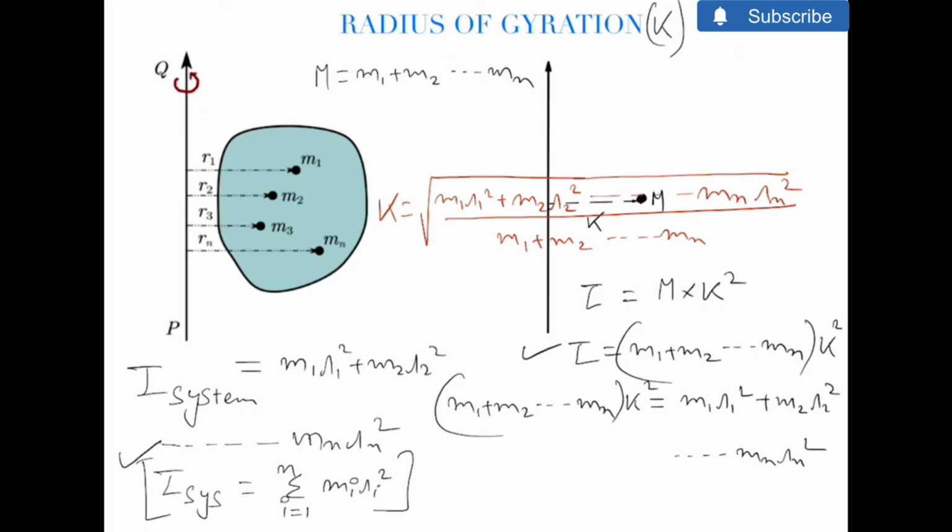So radius of gyration is actually the distance of any point from the axis of rotation such that if we concentrate the total mass of the system at that point, then the moment of inertia of the system would remain the same. So this is the radius of gyration.